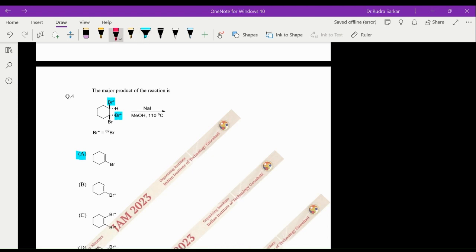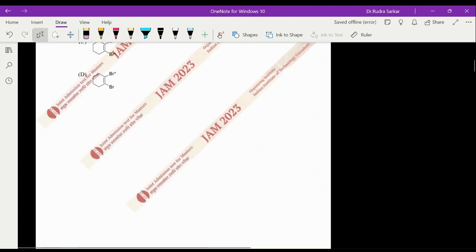Here the iodide will attack the bromine having the asterisk, and that bond will come in like this, and the bromine that is lying anti to it will be acting as the leaving group. Okay, so as a result we will get the following product. And so here we will say option A is the correct answer.